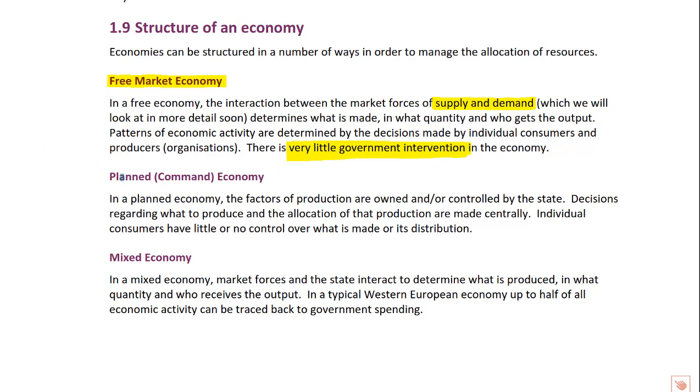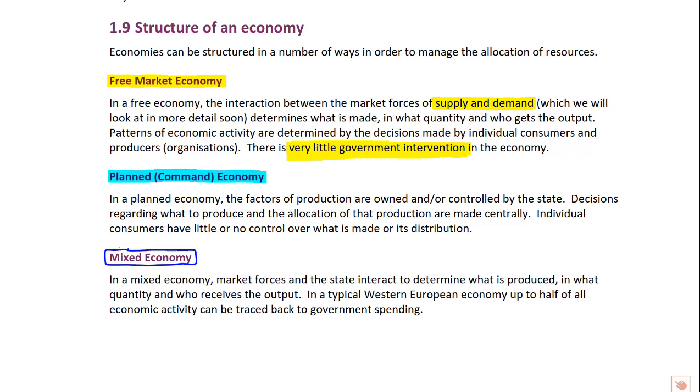You could go completely the other way and have a fully planned or command economy where everything is state controlled. We saw it in Eastern Europe until the last couple of decades. There was quite a heavy command or planned economy, places like Russia, where the state decides who gets what, and so on. Most economies around the world nowadays are more mixed economies, maybe except for places like North Korea, which still would tend to have a command type economy.